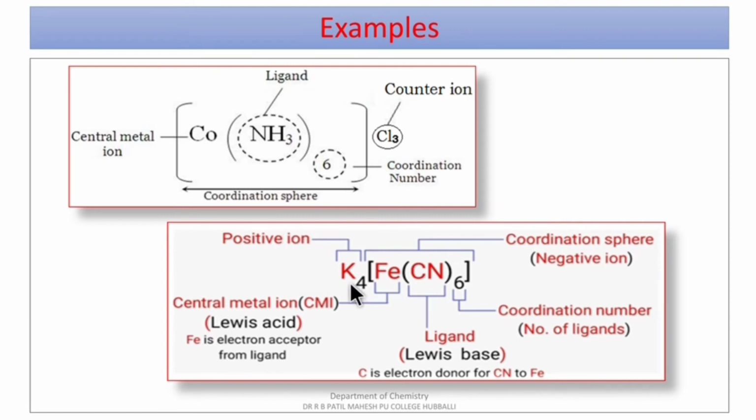In the second example, K4, which is a positive ion which is outside the bracket, ionizable sphere. Next one, Fe(CN)6 altogether, which is enclosed in the square bracket, it is a coordination sphere or negative ion. Fe is a central metal ion which is going to accept the pair of electrons, hence it is Lewis acid. CN, which is going to act as a ligand which can donate the pair of electrons to central metal atom, and the number 6 is coordination number, which is also known as number of ligands.